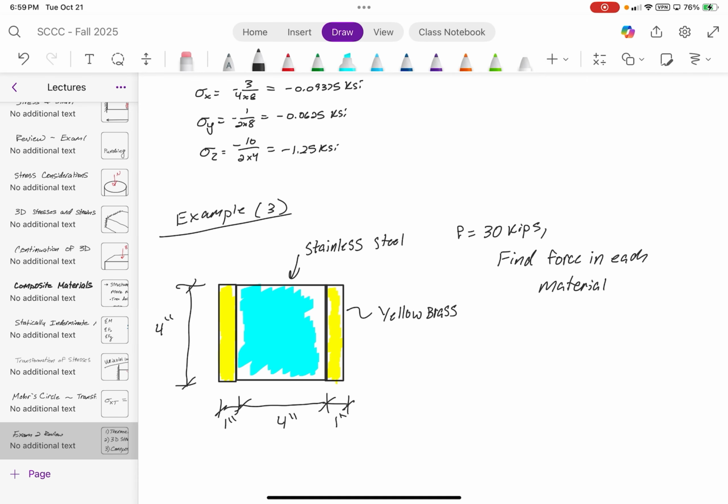It shouldn't matter in this case. If it was, I would specify if it was in compression or tension. But generally speaking, the only thing that's going to change is the sign of the force. So I'm really just looking at, can you properly assess the force in each member, whether it's in compression or tension?